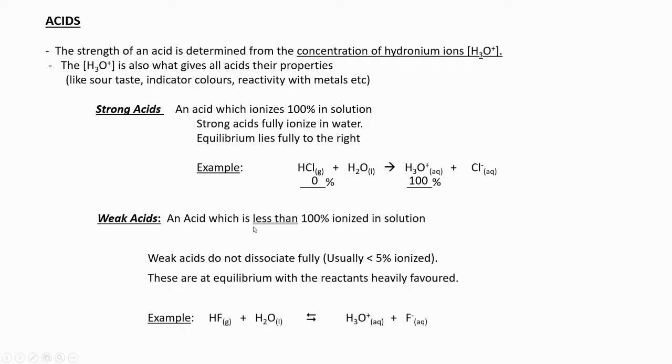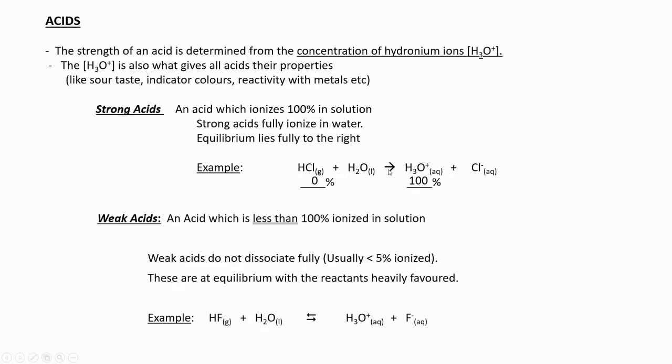A weak acid is one where less than 100% is ionized, and less than 100% is very generous. It's much less than that. You're not going to get 99%, you're going much less. We'll worry about these calculations later on, and the actual numbers, because it all depends on their Ka value. Weak acids do not dissociate fully. Usually around 5% or less is going to be ionized. These are at equilibrium with the reactants, which are heavily favored. So weak acids all have these double arrows.